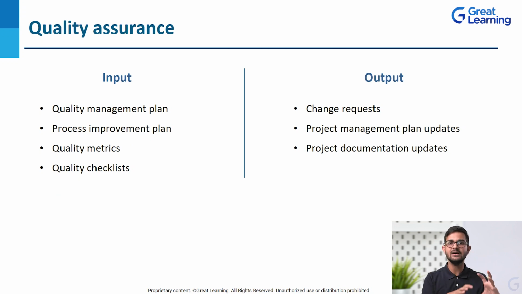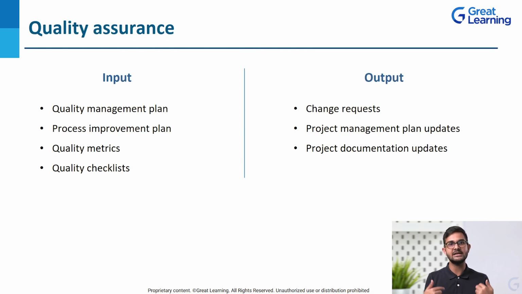Now let's look at the input and the output for quality assurance as well. What do we need, and once we have assured the quality, what will be the eventual output? As input, all the outputs that were there for quality planning will be inputs for quality assurance, such as the quality management plan, process improvement plan, then quality metrics and checklists. All these things were outputs from quality planning. Now, once we have the plan ready, we'll take it as an input for quality assurance.